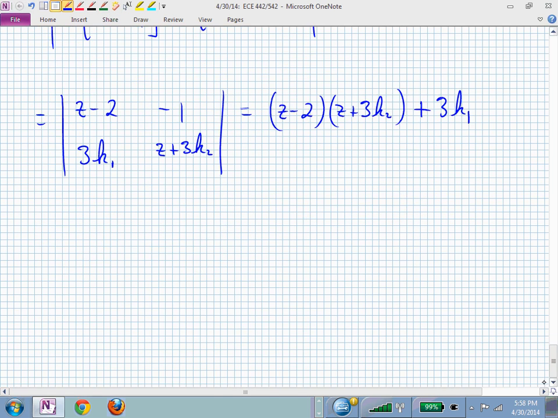So make sure I'm not falling asleep on this computation. And if I put all of these pieces together, I now end up with something that I would expect. I had a second order system. I better end up with a second order denominator. I have a z squared. Then I have, how do I want to write this? Let me say plus a minus 2 plus a 3k sub 2 z. Is that right? Minus, or a 6k sub 2 plus a 3k sub 1.